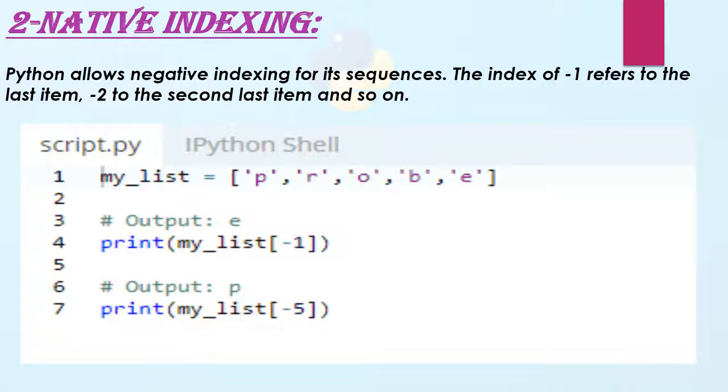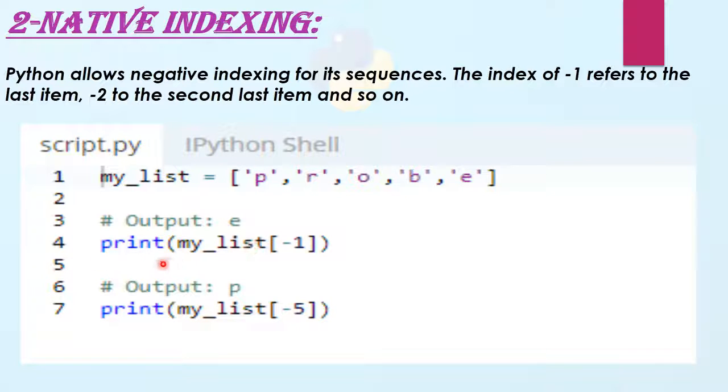The second method is negative indexing. Python allows negative indexing for its sequences. The index of -1 refers to the last item, -2 refers to the second last item, and so on. For example, my list, here I have given P, R, O, B and E.